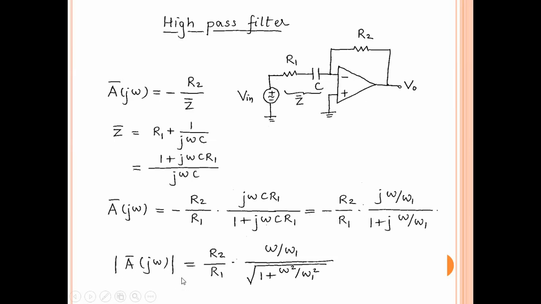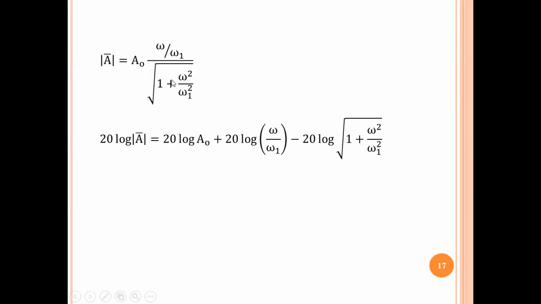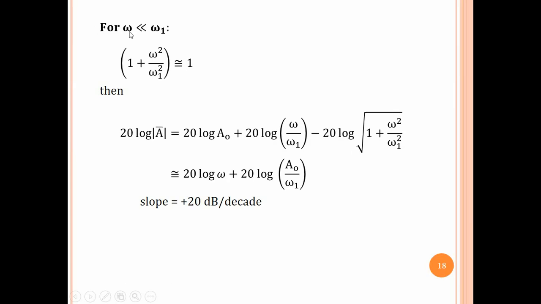And so we write the magnitude as R2 by R1, omega by omega 1, over square root of 1 plus omega squared by omega 1 squared. Now again we will go through three regions of omega: omega much less than omega 1, omega equal to omega 1, and omega much greater. And then we make approximations. This is written in the dB form. So 20 log of A is equal to 20 log of A0 plus 20 log of omega by omega 1 minus 20 log of the square root of all this. And then we do this for three different ranges of frequency.